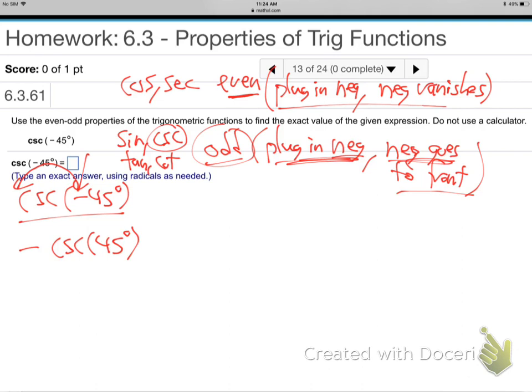Okay. Yeah. Okay. So cosine. Now, how do we do cosine of 45 degrees? Cosecant, I mean. Cosecant of 45 degrees. We. Let Mr. Aaron do it.